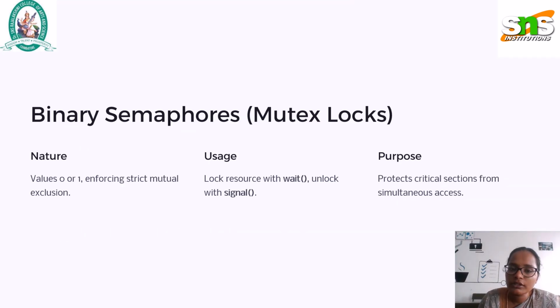Next, binary semaphore. It is called a mutex lock. Binary means we'll use only 0 and 1. If it is 0, you need to wait; if it is 1, you can execute the process.